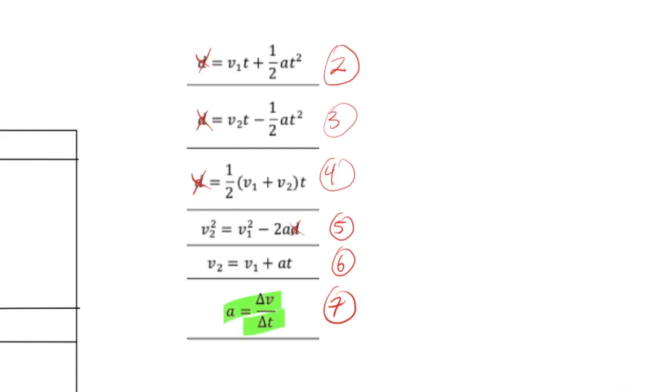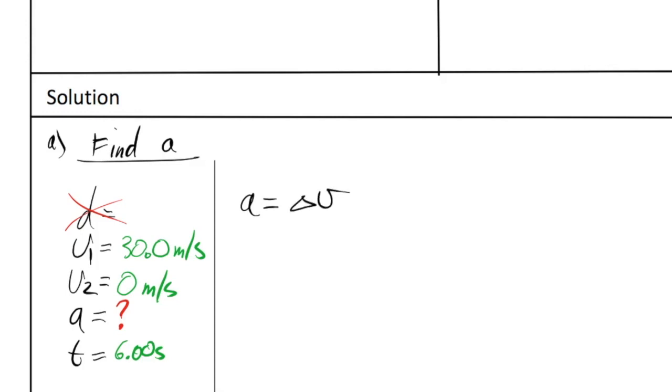I'm going to recommend this one. And the reason why? Because the acceleration is already isolated. So A is equal to delta V over delta T. Now this is ludicrously important. You have to remember what the delta means, and that is V2 minus V1 over delta T.